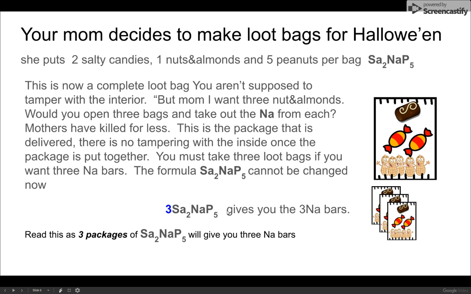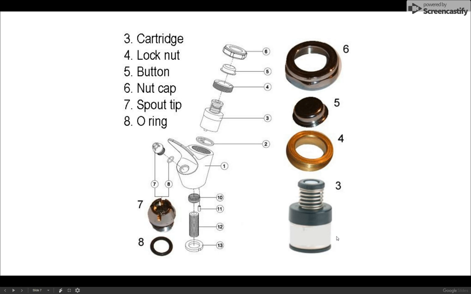You take 3 packages. And you're going, but I don't want the salty thing and the peanuts, and stick them in your ears. If you cut open 3 of her loot bags and take out the nut and almond bar, you might as well leave the continent. And the worst part is, if you're allowed to get away with breaking open the loot bags as a kid, this is what happens to you as an adult.